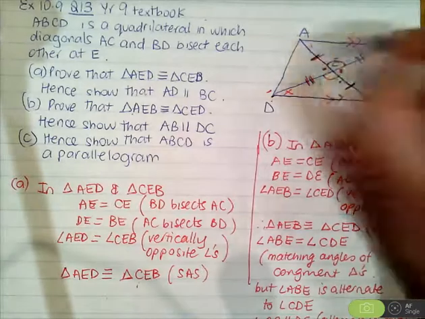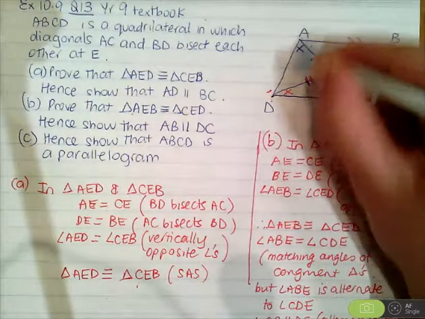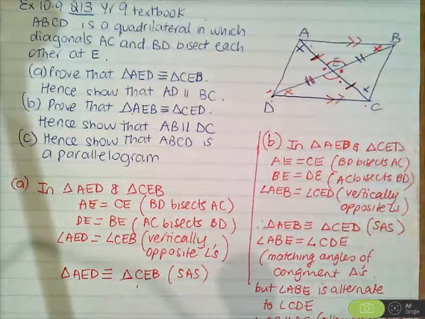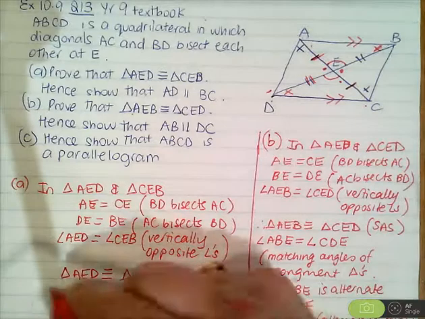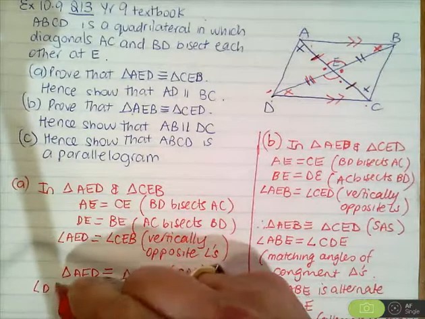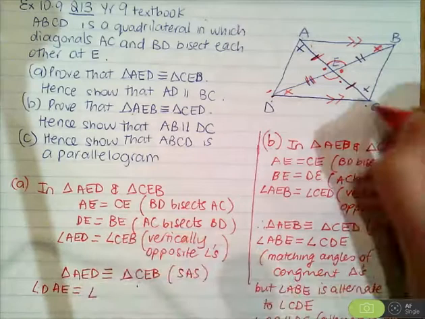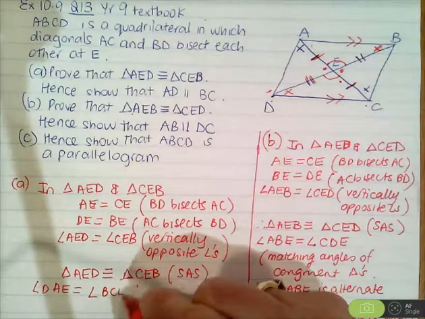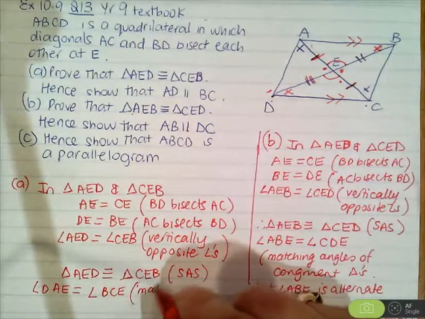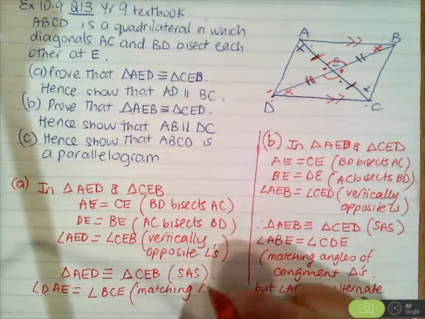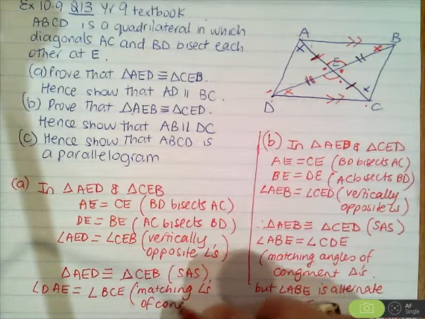So I'm going to do a Z angle here. I'm going to put a cross there and a cross here. Doing a similar thing to over here, I can say angle DAE is equal to angle BCE, reason: matching or corresponding angles of congruent triangles.